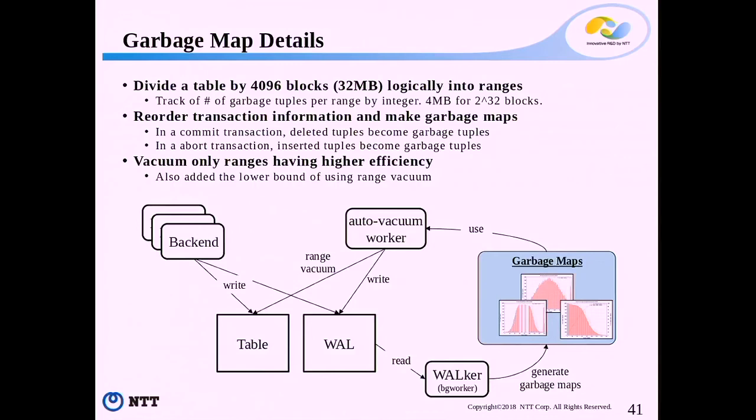The new background worker also has a reader buffer, like logical decoding has, because to count the garbage accurately I need the reader buffer. In a committed transaction, a deleted tuple becomes a garbage tuple, but in an aborted transaction, the inserted tuple becomes a garbage tuple. So that's why I need a reader buffer. And using the garbage map, we can find the block ranges having higher efficiency.